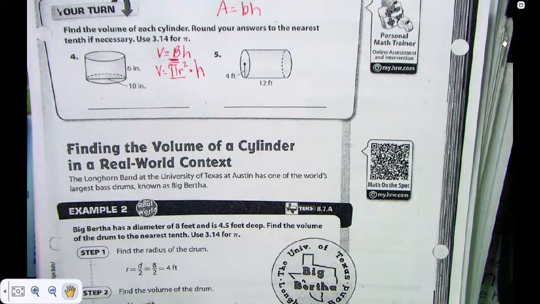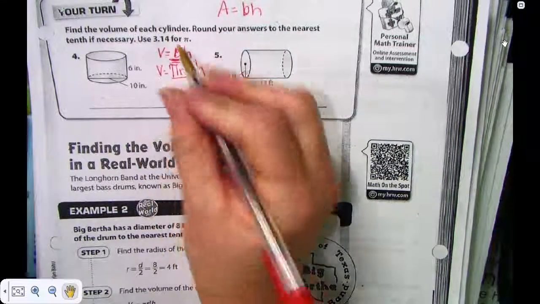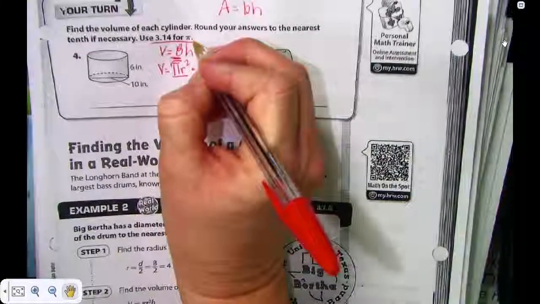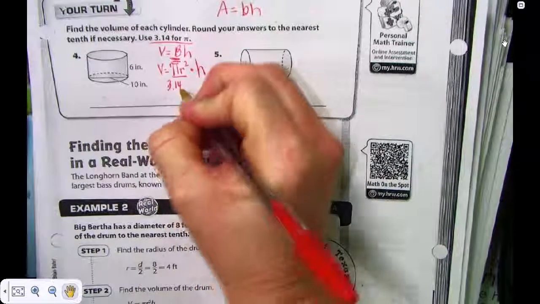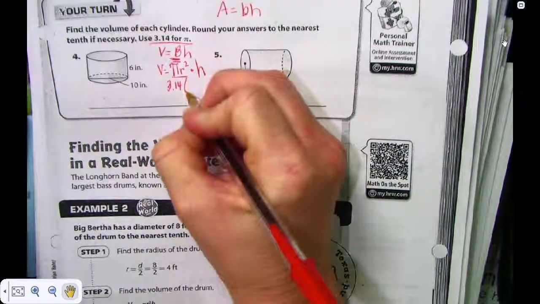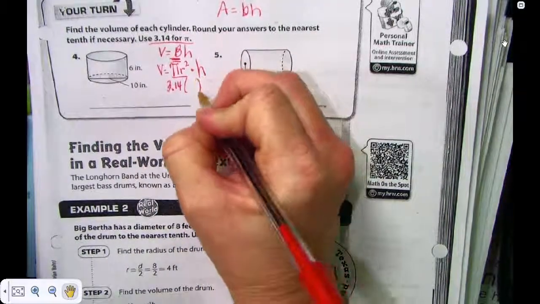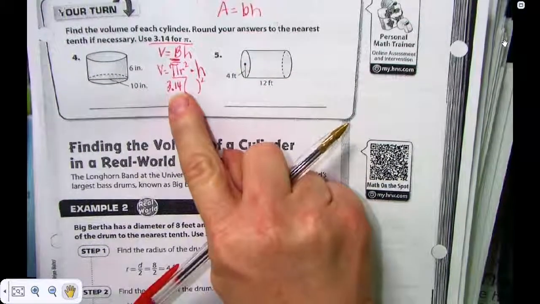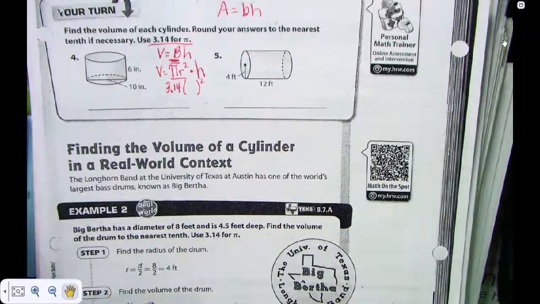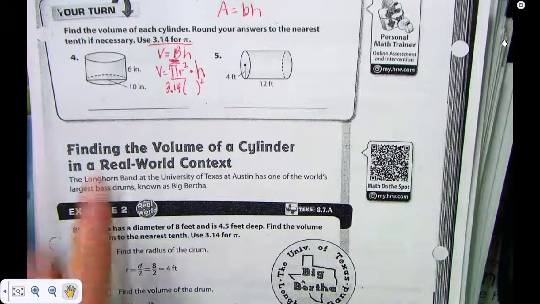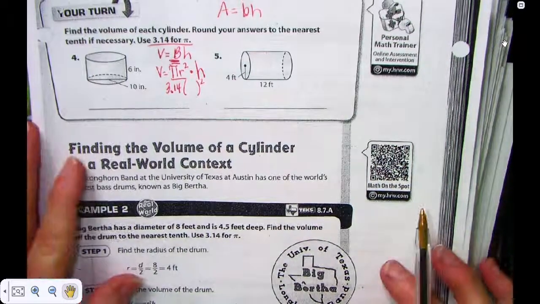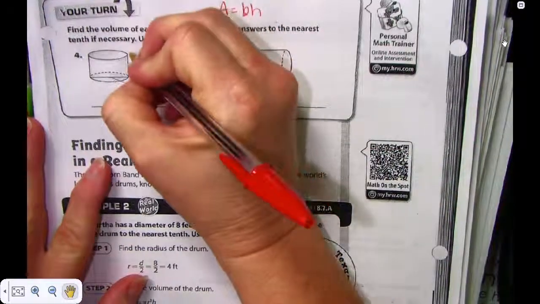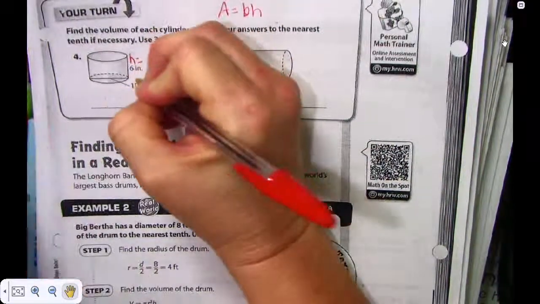Okay, so what we're going to do, it says use 3.14 for pi. So underneath pi, we're going to write 3.14. And let's use a parenthesis because we have a decimal there. Now, what is the radius? Oh, let's go over here and label. So 6 is the what? The height. What's 10?